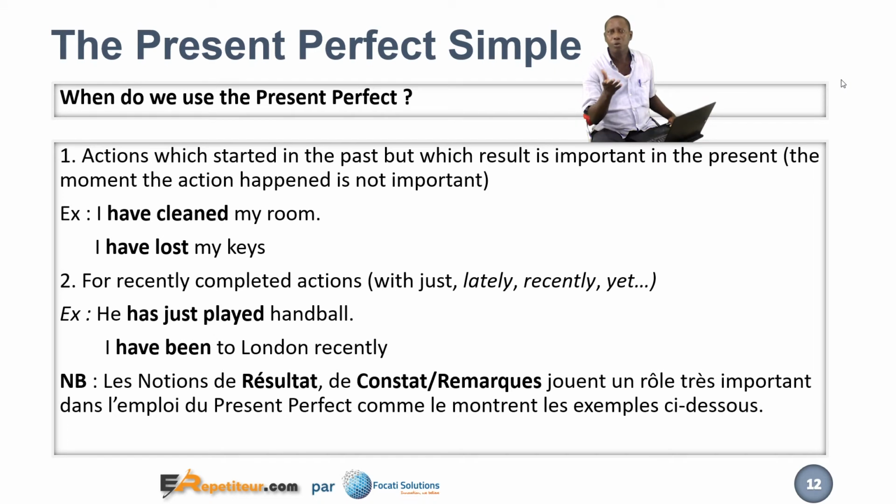Now, when do we use the present perfect? First of all, for actions which started in the past, but whose result is important in the present. The moment the action happened is not important. Example, I have cleaned my room. Or, I have lost my keys.